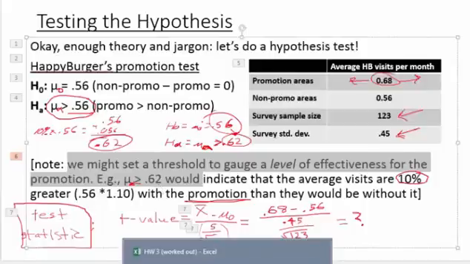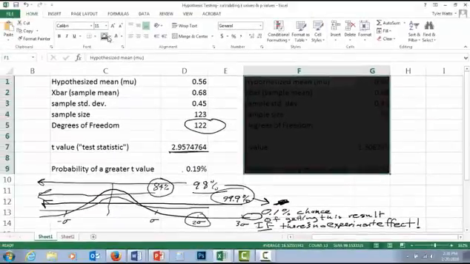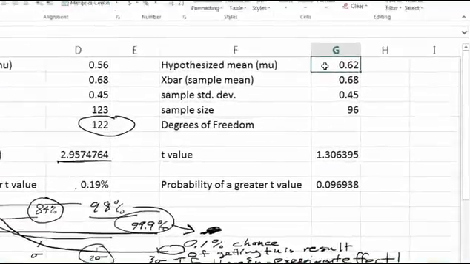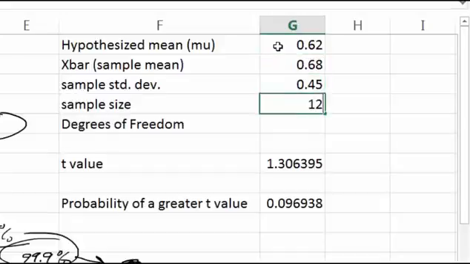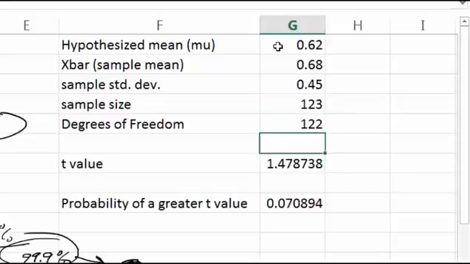So let's go ahead and do that. And that's what I've done over here. Okay, I put my null hypothesis at 0.62, and everything else the same. My x bar is 0.68, my sample standard deviation 0.45, my sample size is 123. I was playing around with different sample sizes earlier. My DOF is 122.